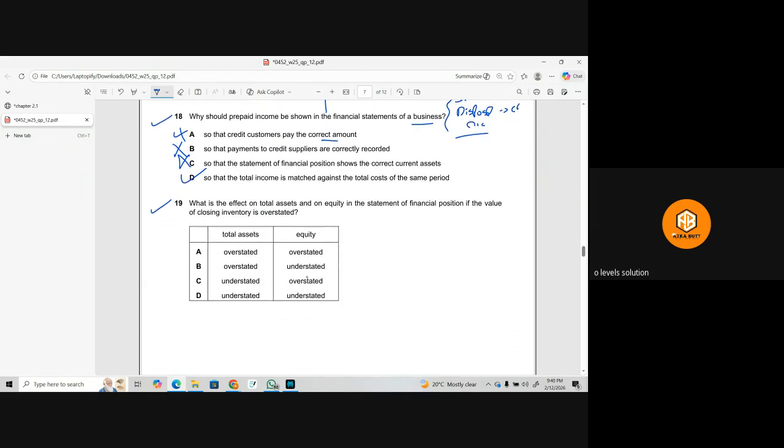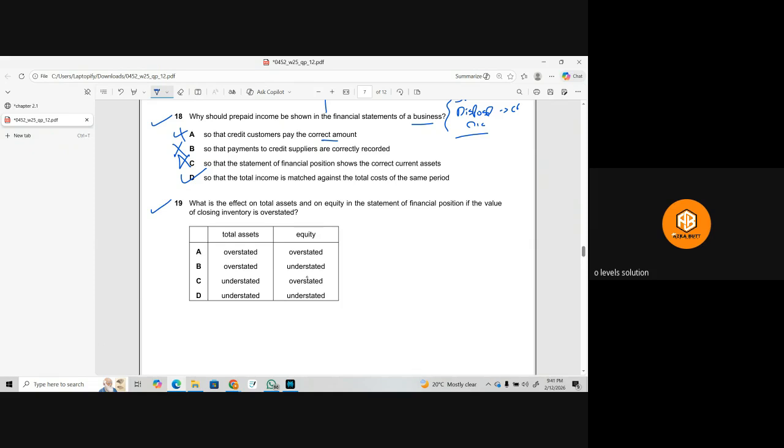I think you were reading this one. What is the effect on total assets and on equity in a statement of financial position if the value of closing inventory is overstated? Total assets overstated, equity overstated. What is the right answer? I don't think A is the correct answer. One second.